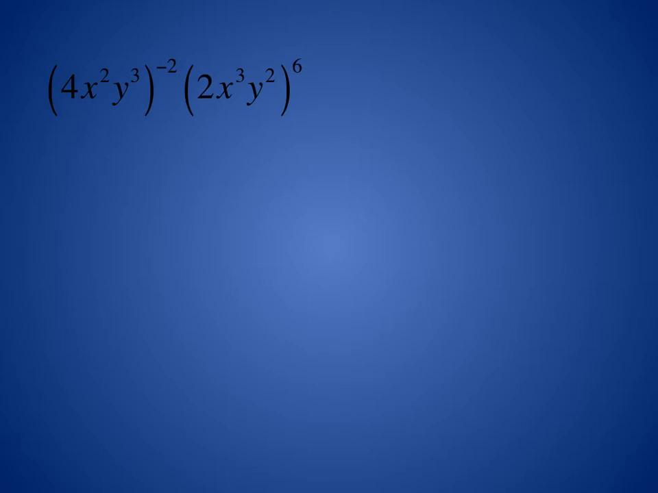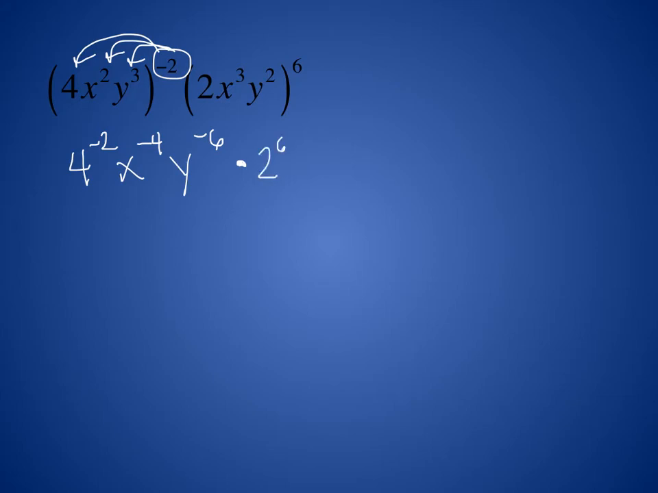Alright, in this case, notice we have two separate expressions being raised to exponents. So the first thing we want to do is go ahead and take this exponent and distribute it into each term. So when we distribute it into each term, I'm going to get 4 to the negative 2, x to the negative 4 because we multiply our exponents, and then y to the negative 6. Times, and notice I dropped the parentheses, so I get 2 to the 6th, x to the 18th, y to the 12th, again because I'm multiplying my exponents.